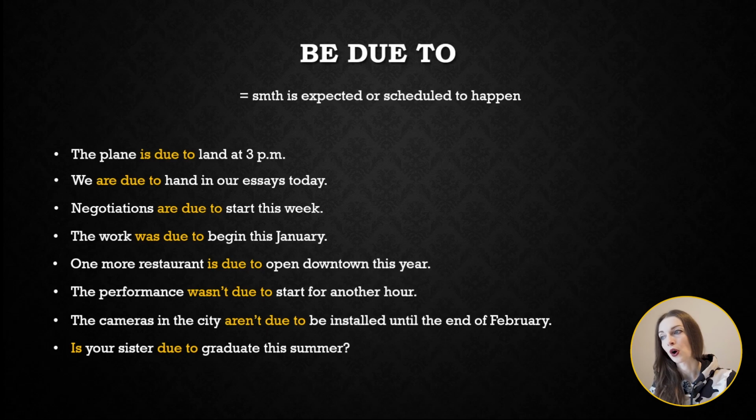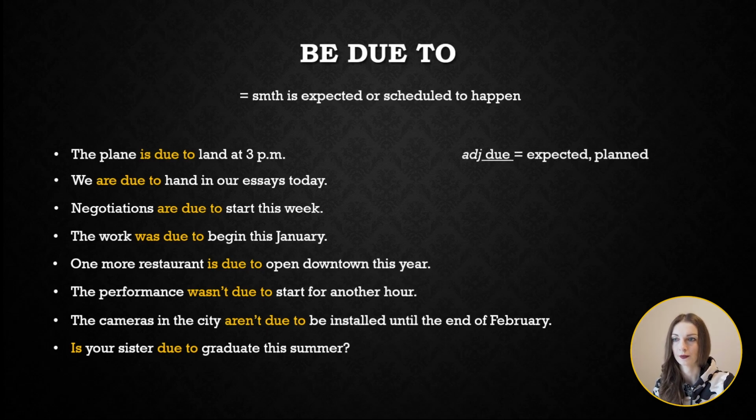We see that all of these sentences express something which is written in a schedule. The plane is due to land. It has a particular schedule, and according to the schedule, it is due to land at 3 p.m. We are due to hand in our essays today. We have some schedule according to which we must hand in our essays today. And that is applicable to every single sentence in here. We speak about timetables, schedules, when we use due to.